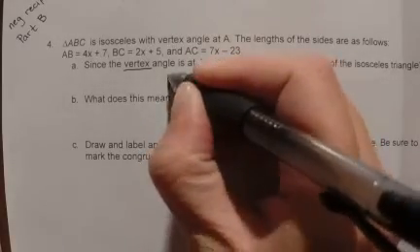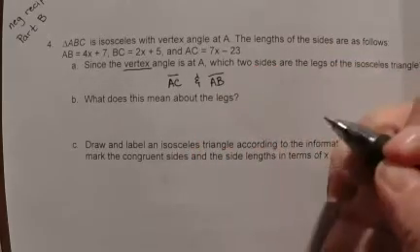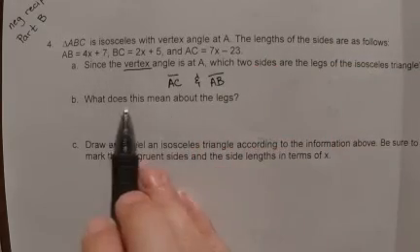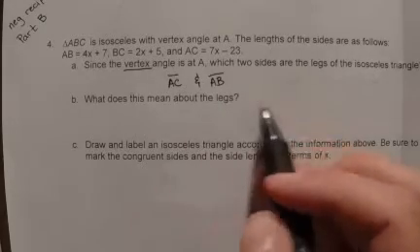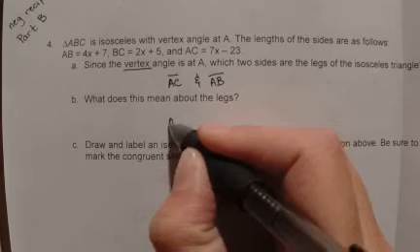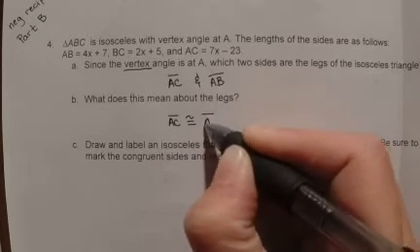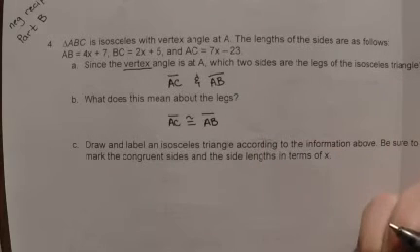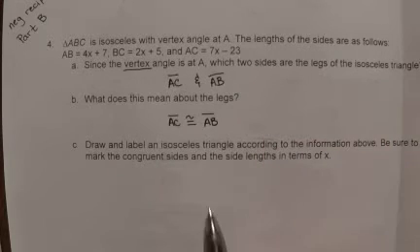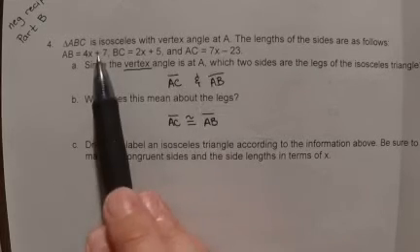So it would be AC and AB. Again, they're always connected to the vertex angle, so it says, what does it mean about those legs? Well, if those are the two legs of an isosceles triangle, that means that AC is going to be congruent, remember that's the fancy word for equals that we use in geometry, to AB. So now it wants you to actually draw your triangle. Be sure to mark the side lengths using these x values.